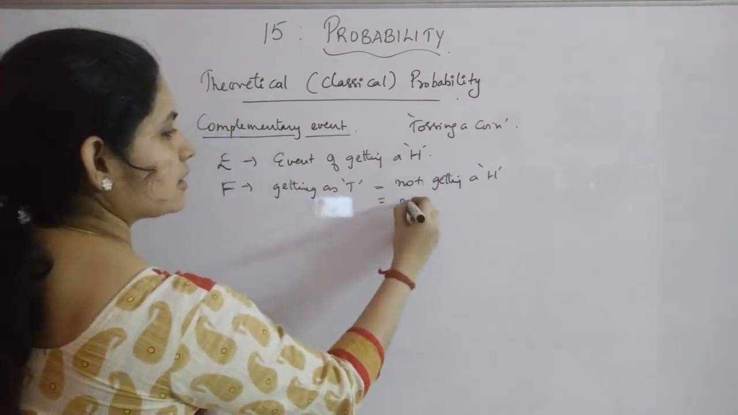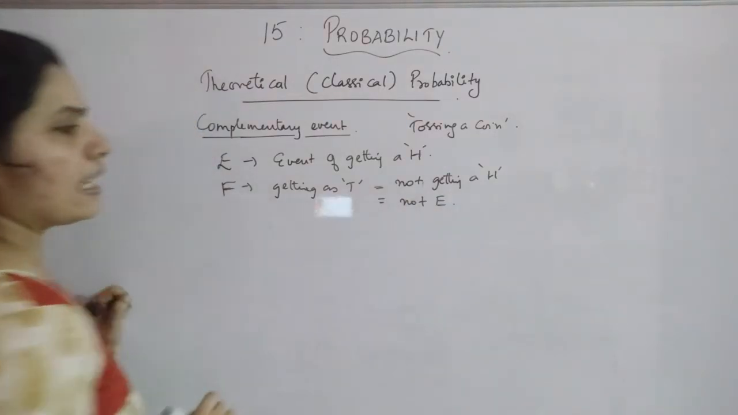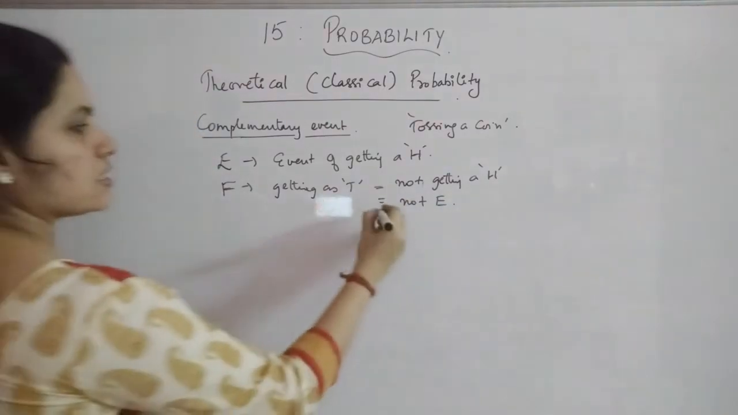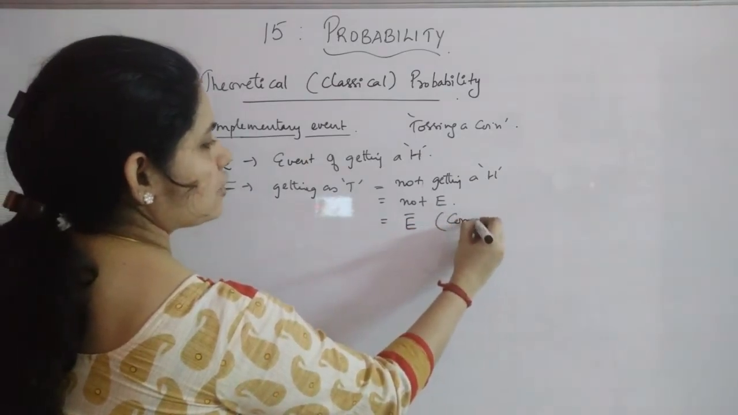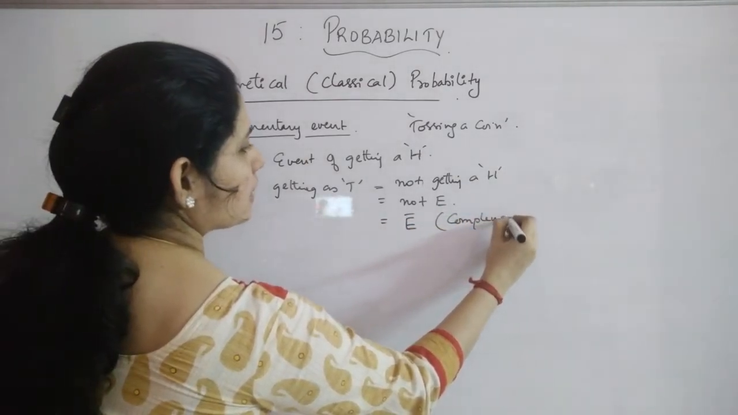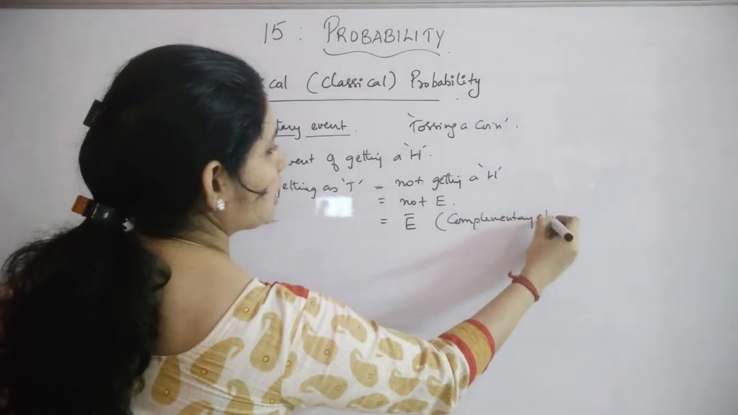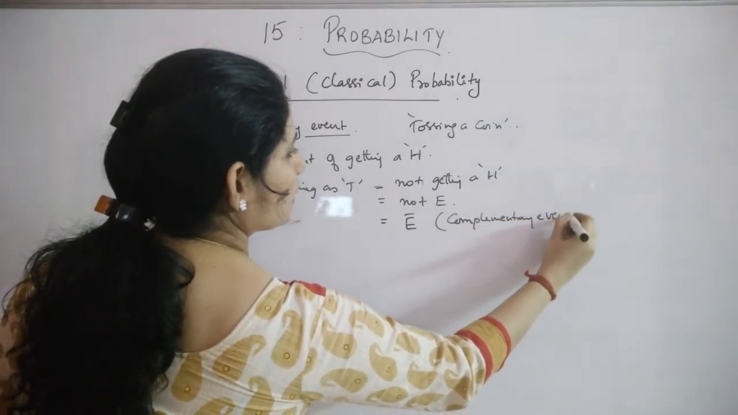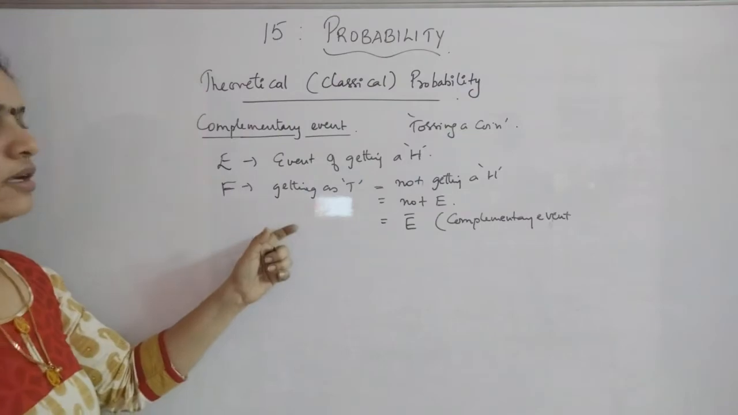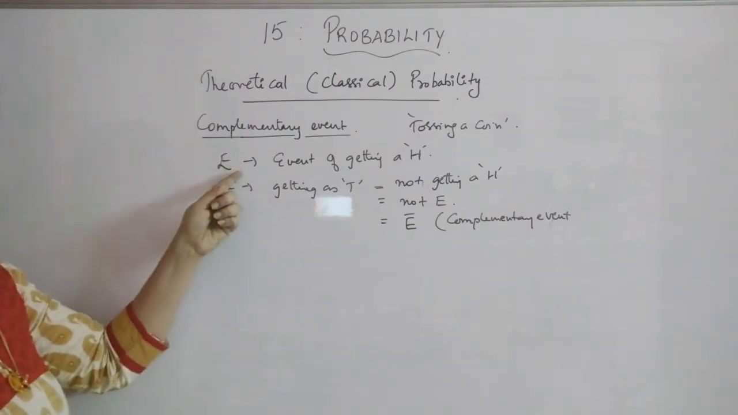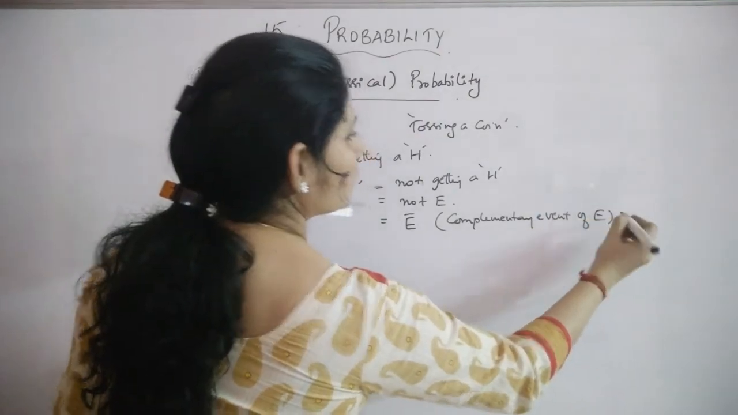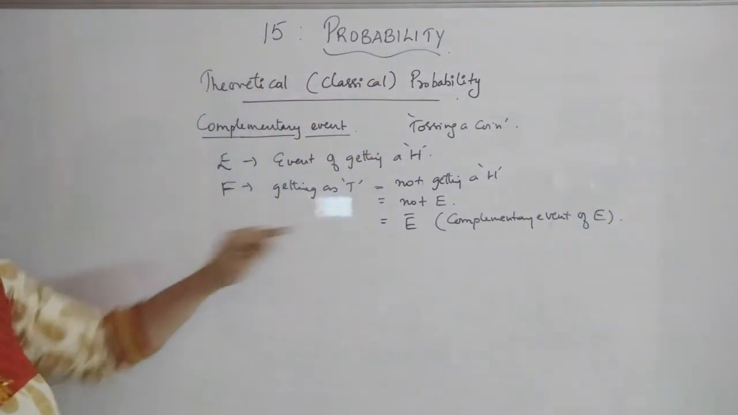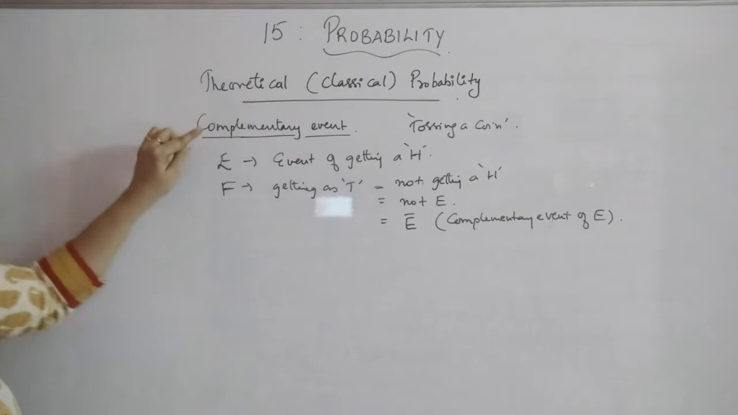Now if I say this is E, I will say that F is the same as not getting E, right? This is the same as not getting a head. That means I can say that it is not E, and this not E is denoted by E bar, and this is known as the complementary event of E. Not E, or the opposite of what is E, is known as the complementary event of the event E. E bar is the notation used for the complementary event.